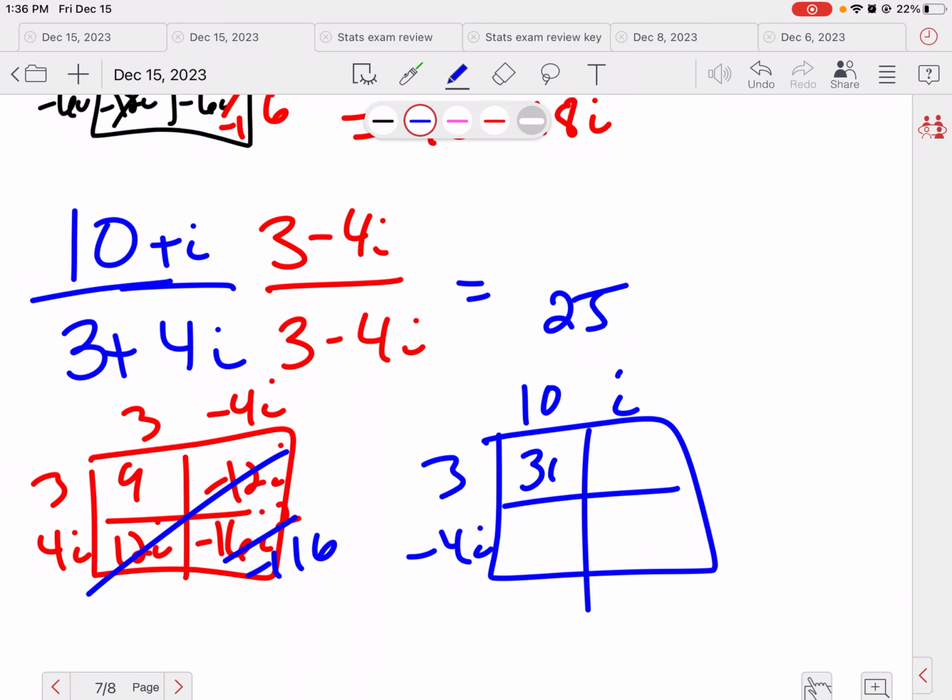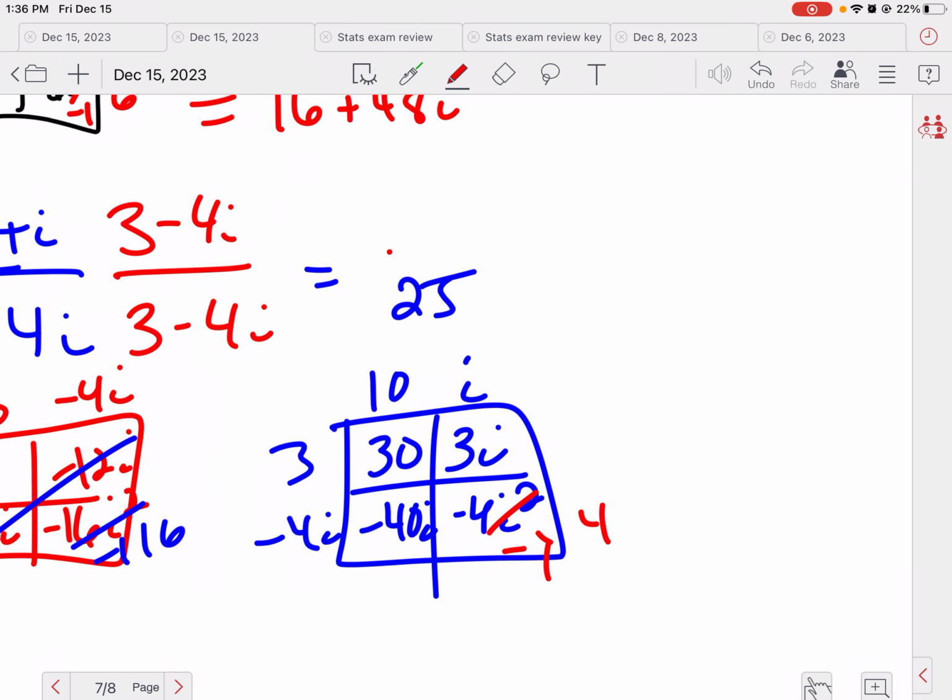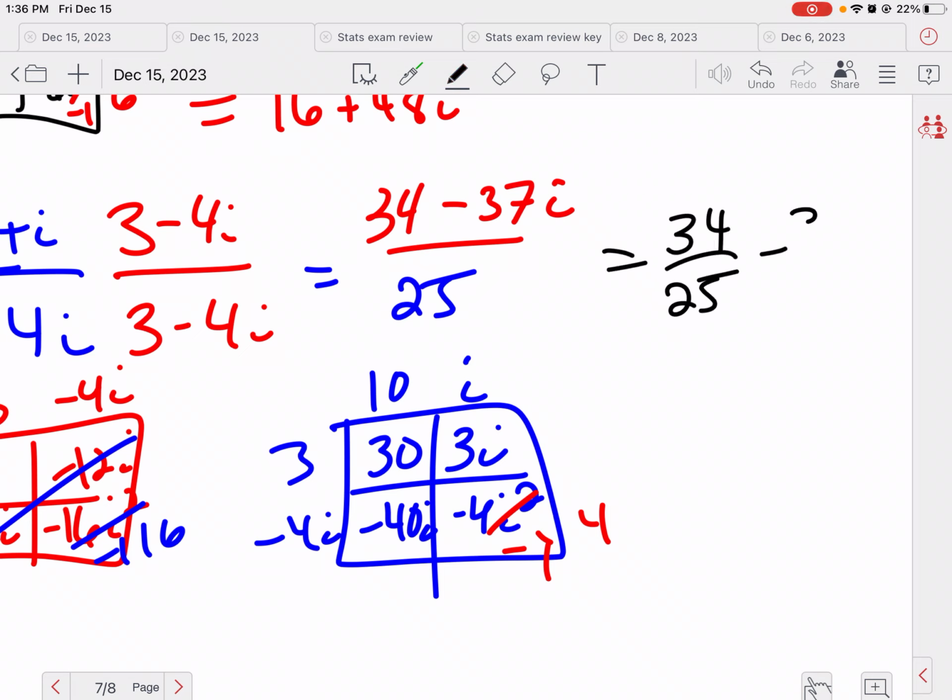So this is going to be 33i, negative 4di, and negative 4i squared. Again, that i squared becomes negative 1, so that becomes 4. So our top is going to be 34 minus 37i. And then we are going to go ahead and separate those. So this would be 34 over 25 minus 37i over 25. Okay.